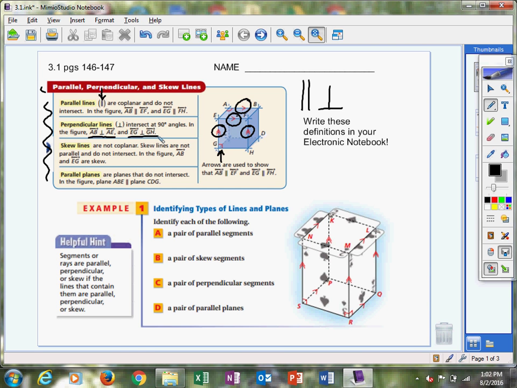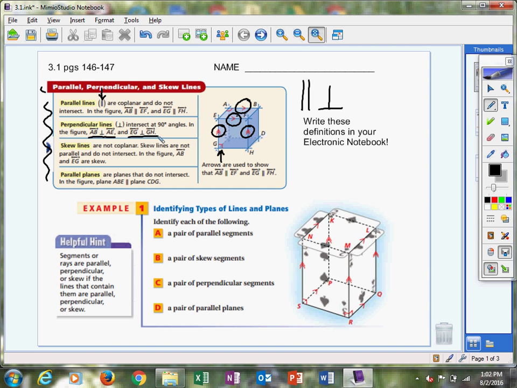So you can see how they wrote it out symbolically. AB is perpendicular to AE. Those 2 lines form a 90-degree angle, so they're perpendicular. And another example would be EG and GH. They form a 90-degree angle, so they're perpendicular as well.